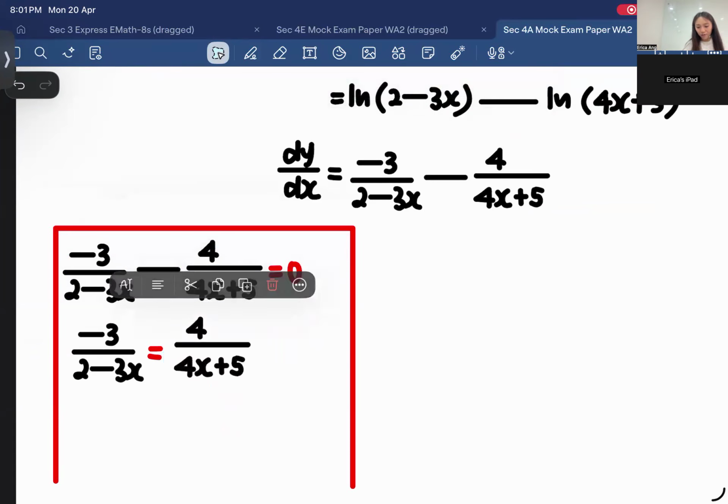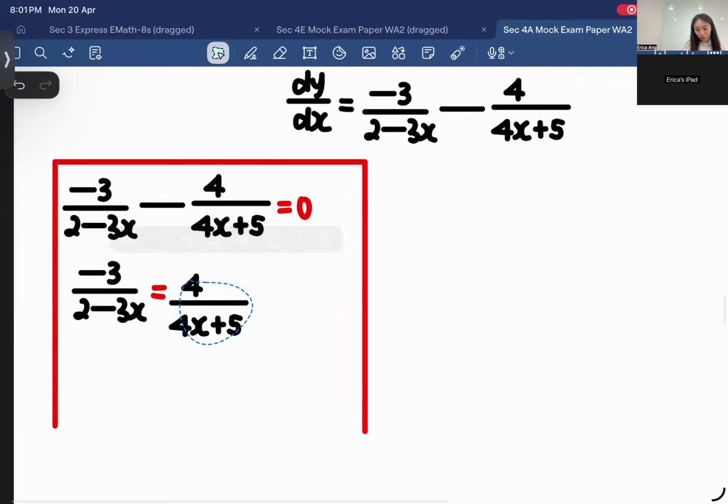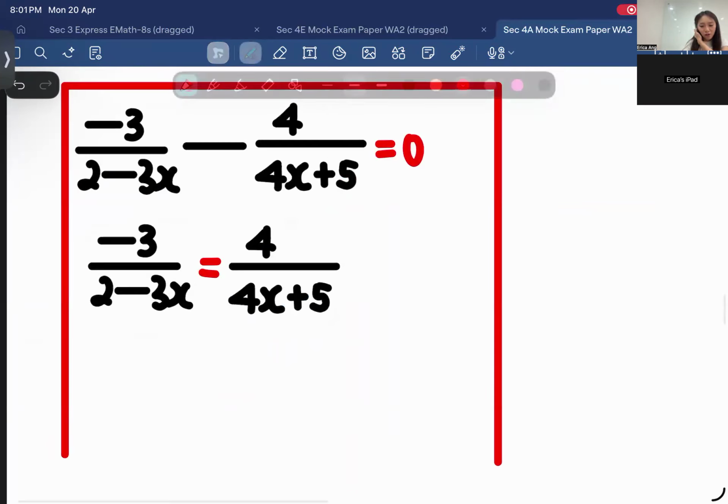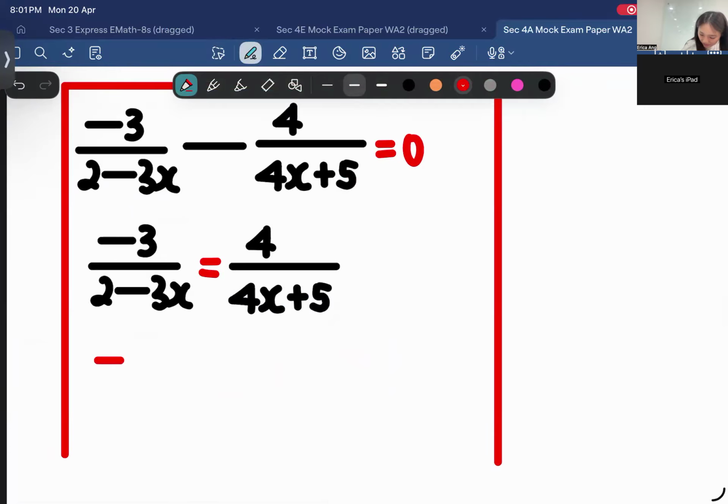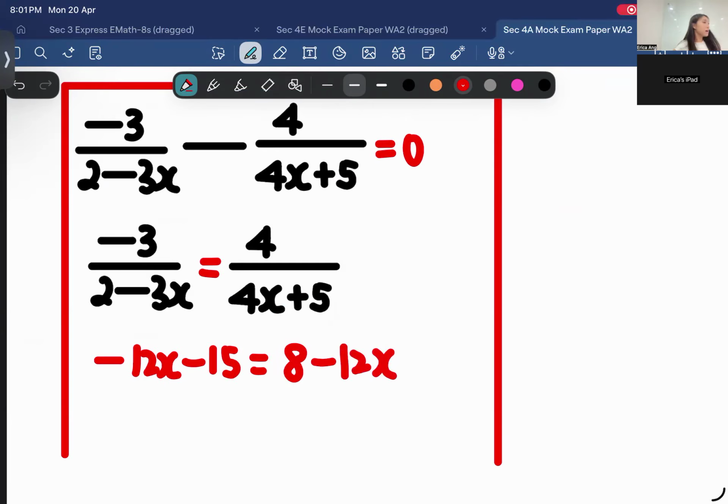So Rian, how do you solve these kind of things? You just need to help me to? Yeah, so when you cross multiply, this is what happens. Minus 12x minus 15, and then this is 8 minus 12x. Okay, what you all do next? So just bring the 12x over, right? What do you realize though? Minus 12x, what happened to x? Gone, right? Then they will say, okay, no solution.